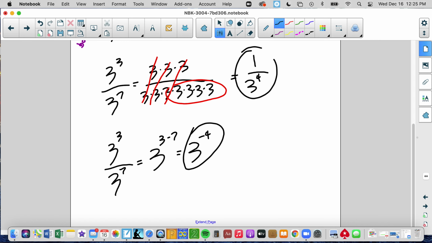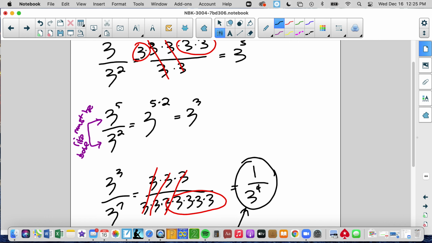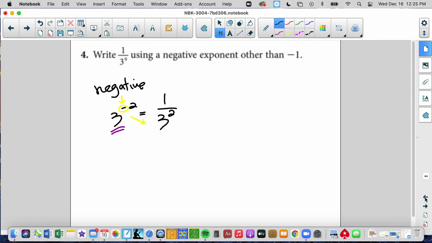So notice these are equivalent. That's what I mean, that negative exponent represents the value in the denominator. So going back to this question, when we have 1 over 3 to the 9th, we can write that as 3 to the negative 9. Notice it went from the denominator to the numerator, and we changed the sign of the exponent. It was positive 9, and now it becomes negative 9.